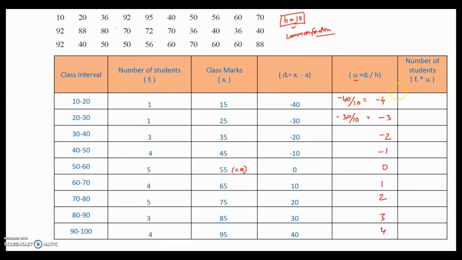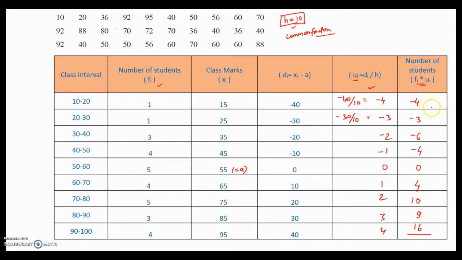Now what you do is you find the product of fi and ui. Now you perform this multiplication. So 1 into minus 4 will give you minus 4. 1 into minus 3 will give you minus 3. 3 into minus 2 will give you minus 6. 4 into minus 1 is minus 4. This will be 0, this will be 4, this will be 10, this will be 9, and this will be 16. So you get to see that the products have become even simpler to handle.